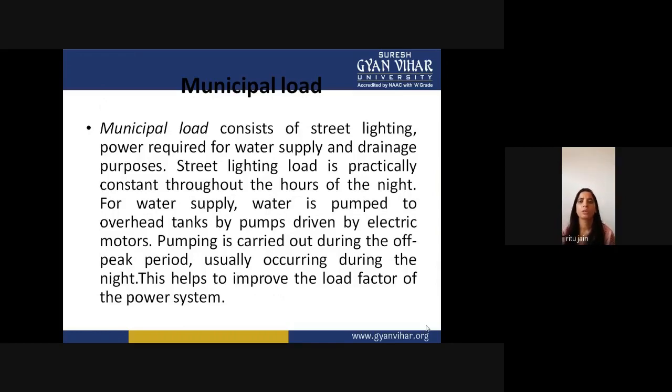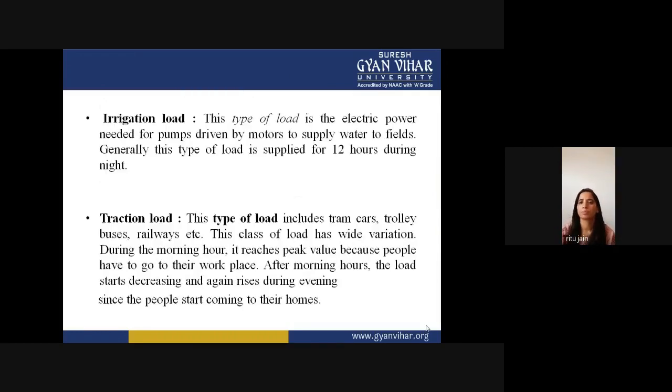Okay, so these are the different types of loads. Next is your irrigation load. This type of load is the electrical power needed for pumps driven by motors to supply water to the field. Generally, this type of load is supplied for 12 hours during the night.